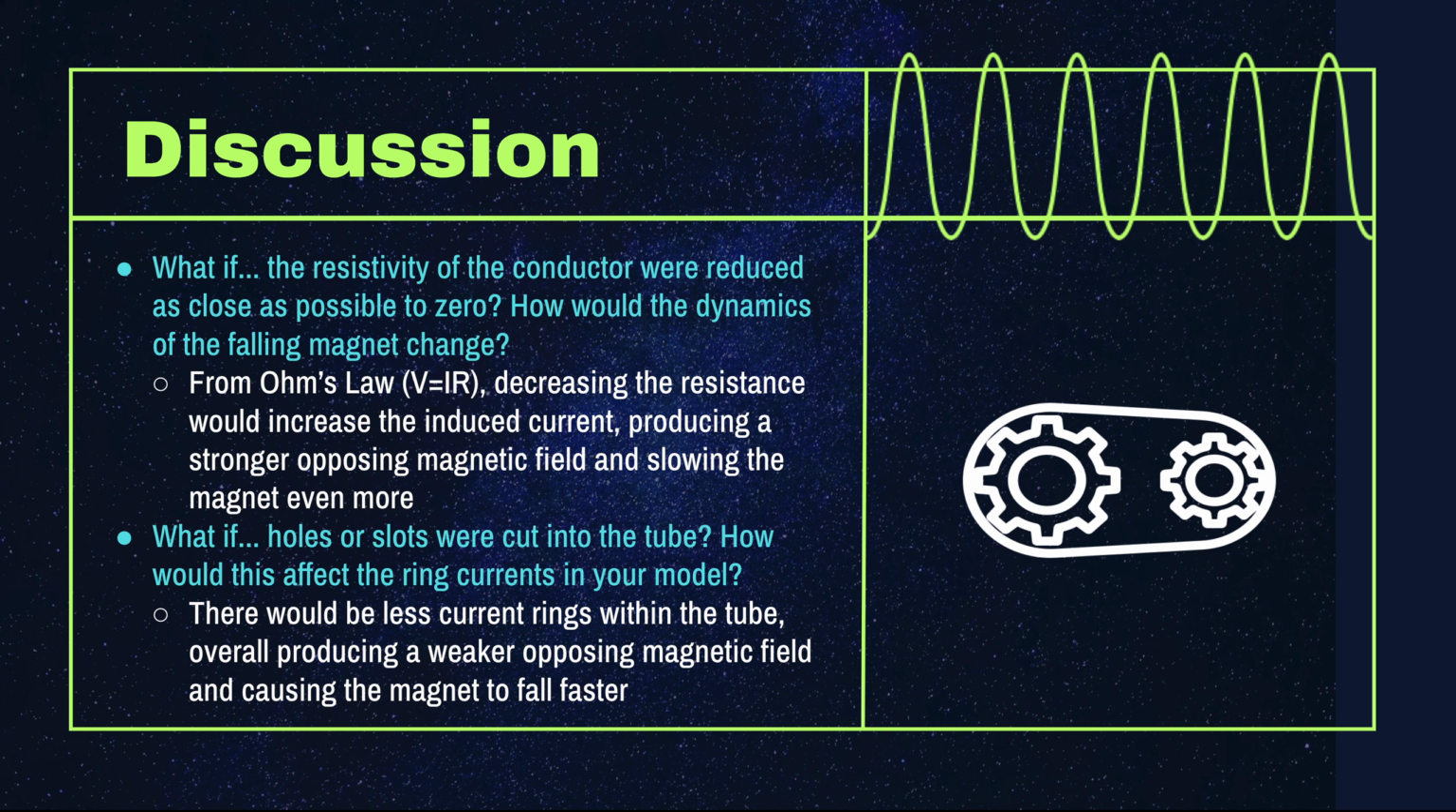If the conductor had nearly zero resistance, the induced current would be much larger, which would produce a stronger opposing magnetic field and slow the magnet even more. And if slots or holes were cut into the tube, the circular current loops would basically be disrupted, and that would weaken the induced magnetic field and the magnet would fall a lot faster.